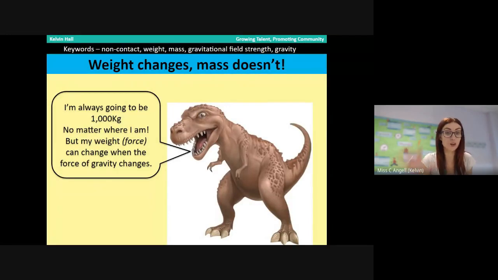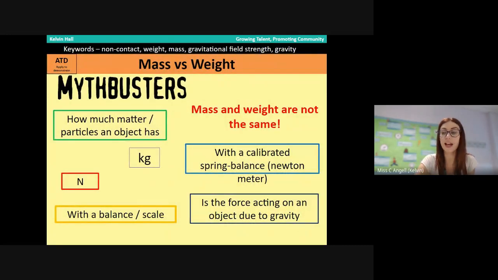So let's have a look at this T-Rex then. He is always going to weigh 1,000 kilograms. That's always going to be his mass. But his weight, which is a force, is going to change if gravity changes. Let's have a look then at activity 1 on your worksheet. So you have got a table. It says mass and weight. And I want you to decide which of these statements go in which box. Your teacher can pause now to give you time to do this activity.